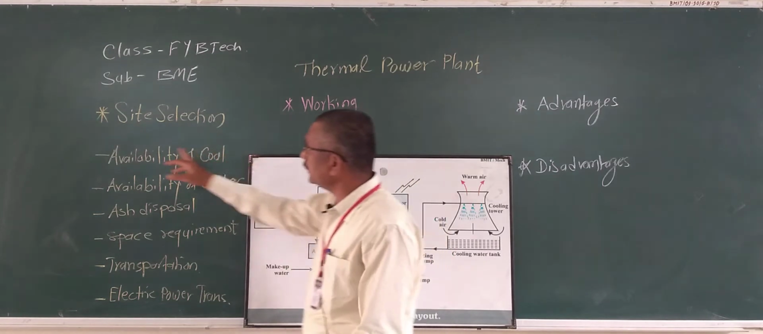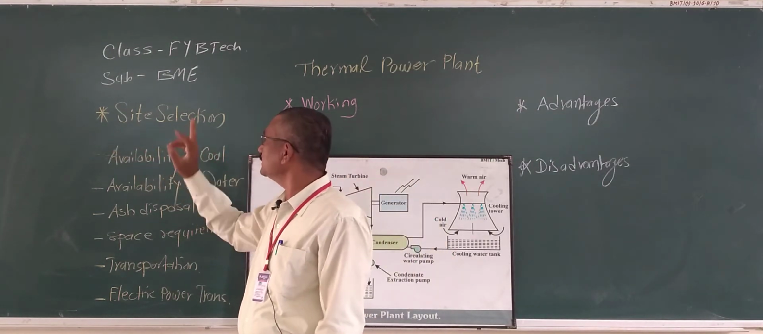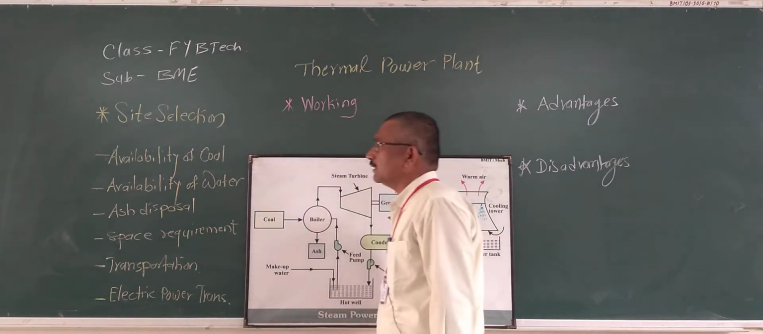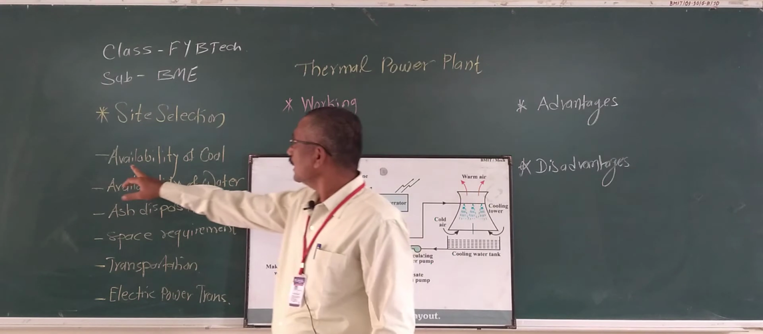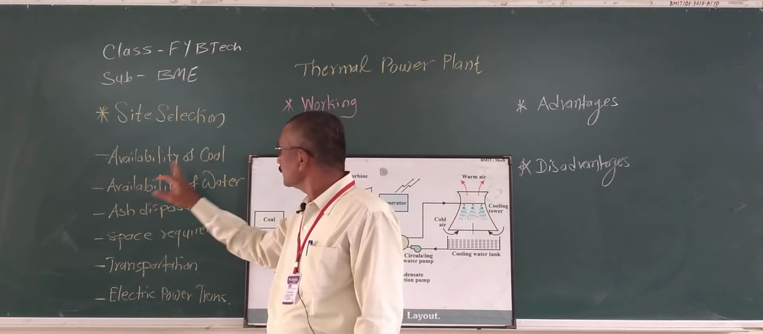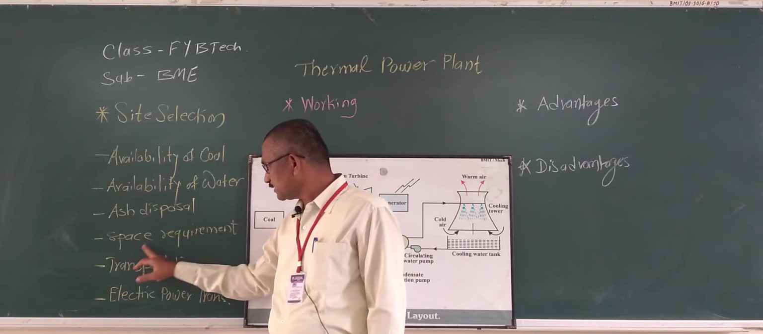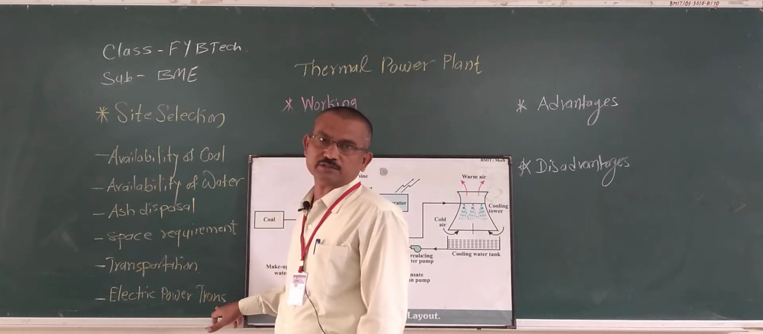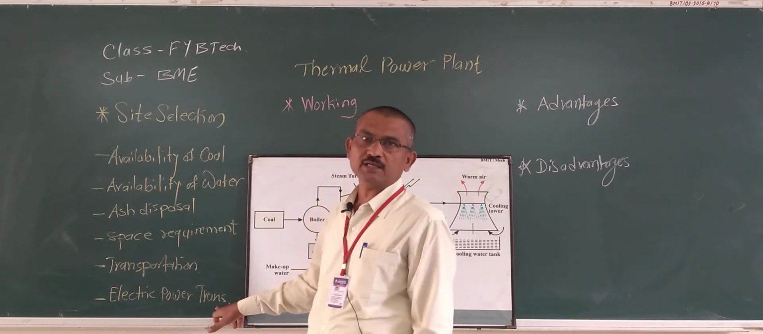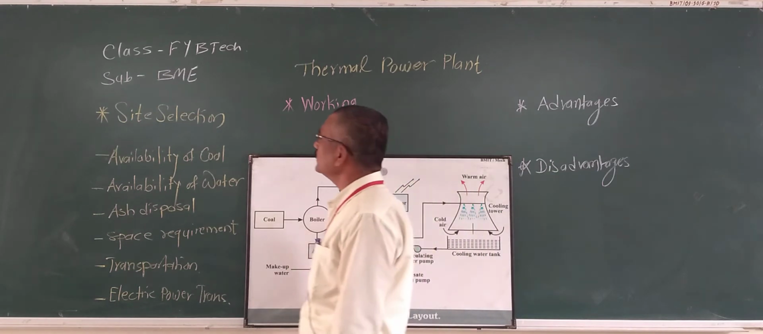Before that, come to the site selection for the thermal power plant. While selecting the site for a thermal power plant, the various factors that should be considered are availability of coal, availability of water, ash disposal, space requirement, transportation and electric power transmission. These are the different points that should be considered while selecting the site. So let us discuss one by one.